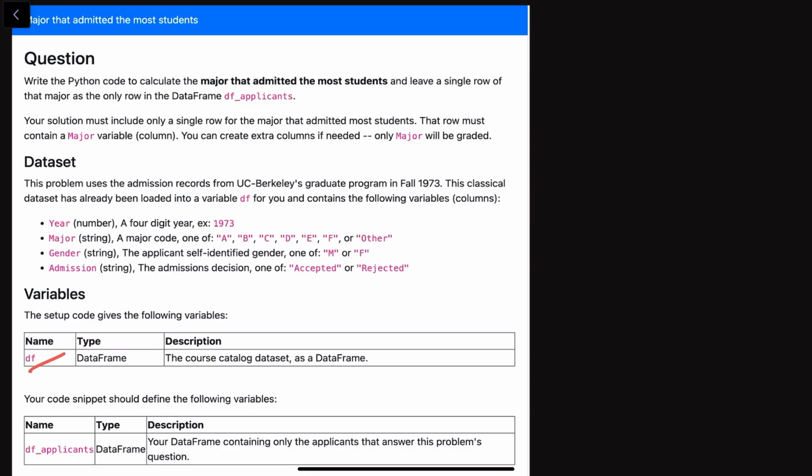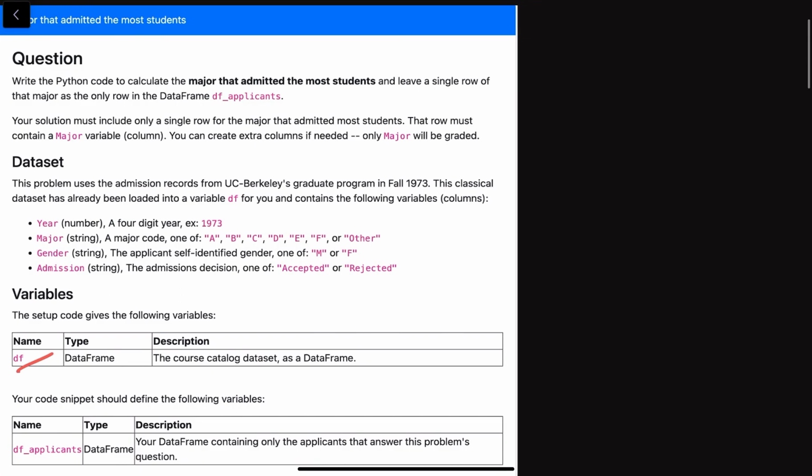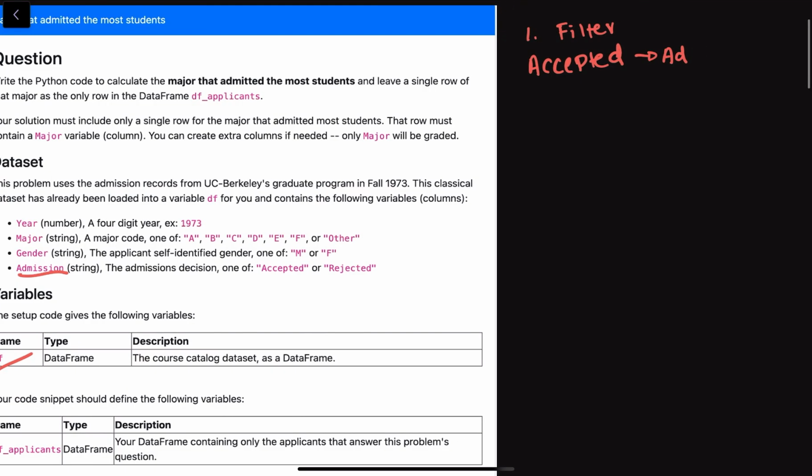So there are a couple steps that go into solving this problem, and we're going to break them down first. So we want to find the major that admitted the most students. And another way of saying this is which major accepted the most students. And where do we figure out whether students were accepted or not? In the admission column. So since we want to find the major that accepted the most students, we don't really care about the people that got rejected. So the first thing that we're going to want to do is filter our data frame into having only the students that got accepted. And this is found in the admissions column.